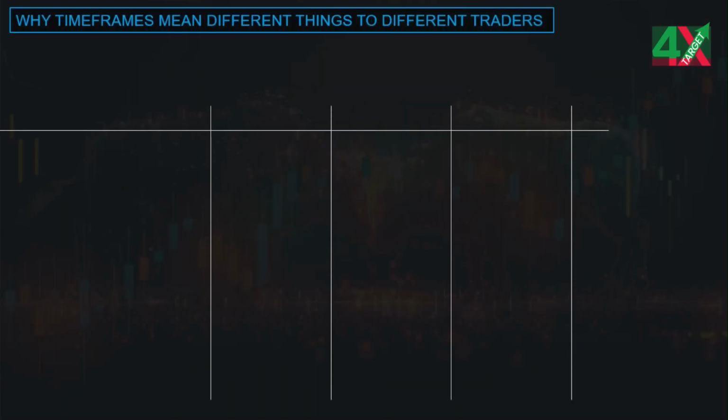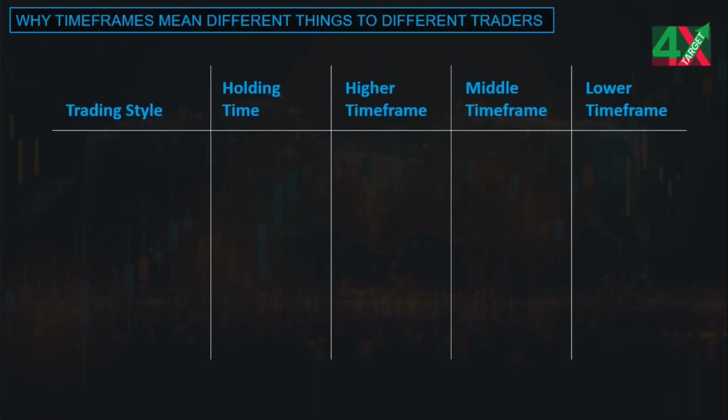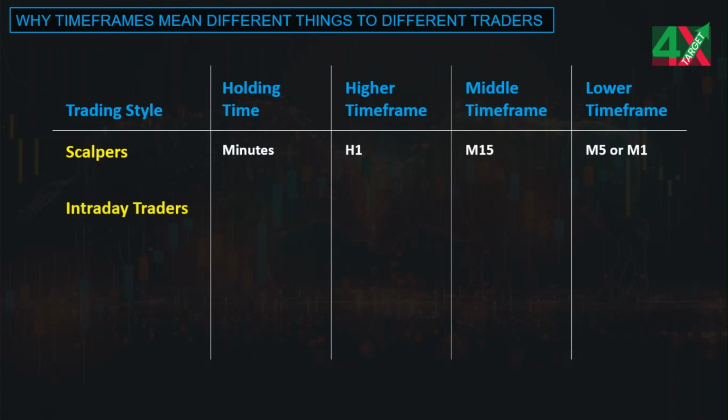Let's break down how different types of traders use different time frames in multi-time frame analysis. Scalpers are ultra-short-term traders. They often use the 1-hour, 15-minute, and 5-minute charts to analyze the bigger picture, identify setups, and pinpoint precise entries. Intraday traders open and close trades within the same day. They typically analyze the 4-hour, 1-hour, and 15-minute charts to align with the day's trend and refine their execution.